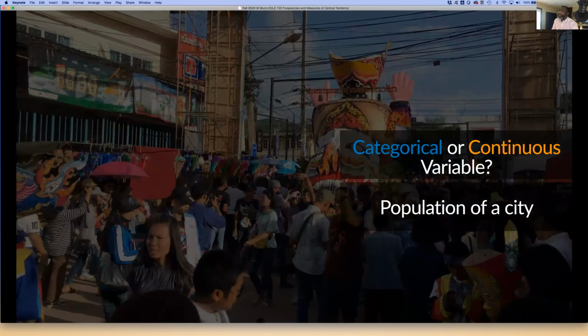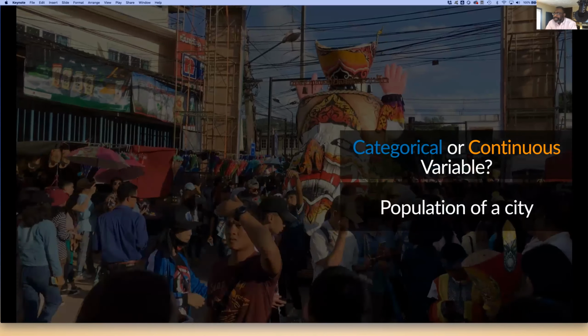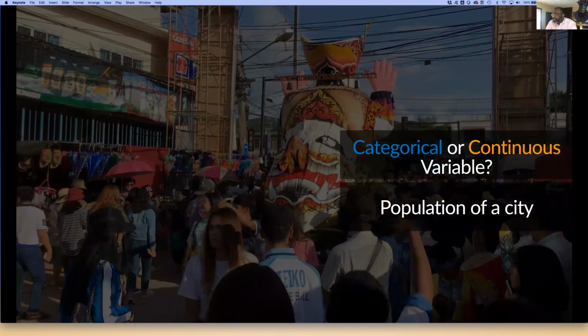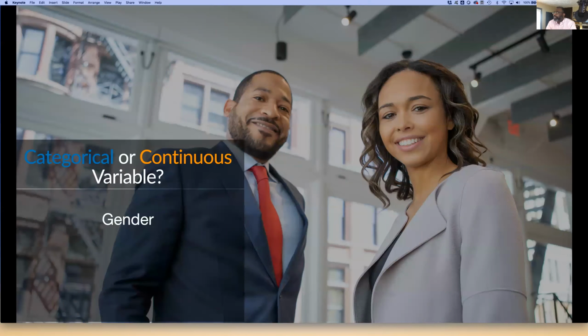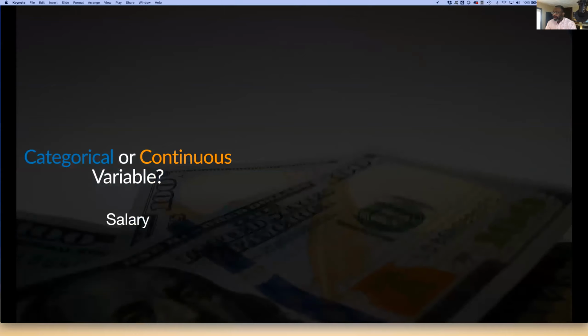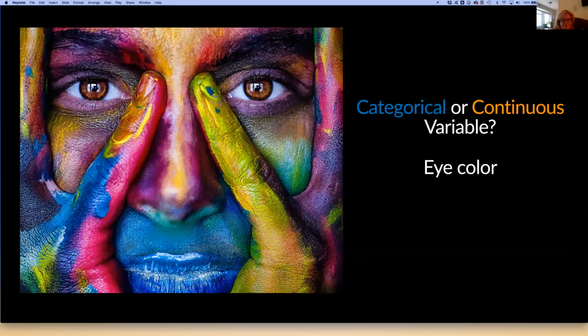Okay. Population of a city, categorical or continuous? Continuous. Absolutely. Gender. Categorical. Absolutely. Even if we throw in non-binary, there are still very distinct categories there. Right? You good? All right. Salary. Continuous. Absolutely. 100%. Eye color. Categorical. Absolutely.